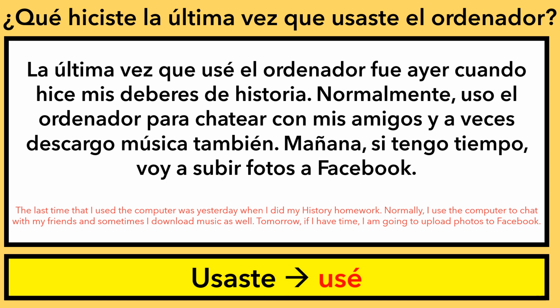So if we have an aste verb, in this case it's usaste, that needs to go to use. Any AR verb in the preterite tense, which this is in, so the past tense, usaste goes to use. Okay, so you need to be sure, you need to be confident at doing that, because if you don't do that well, that will cost you marks.